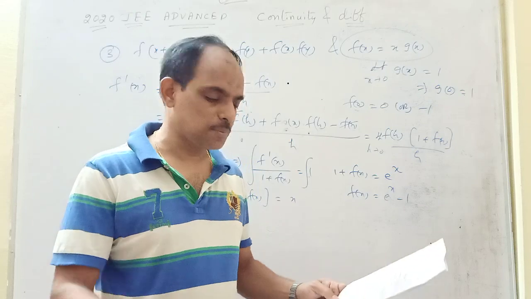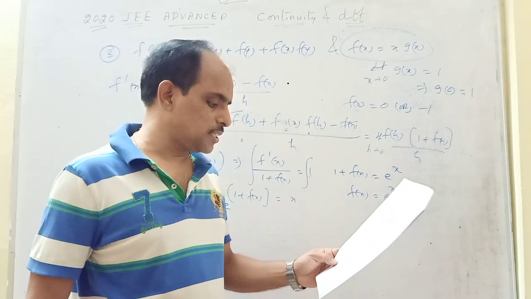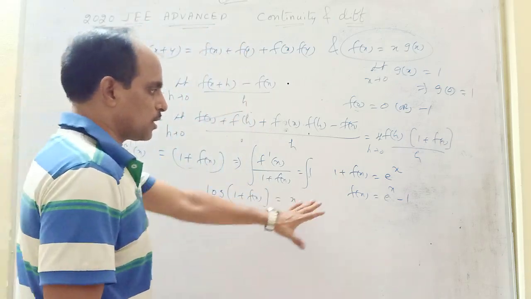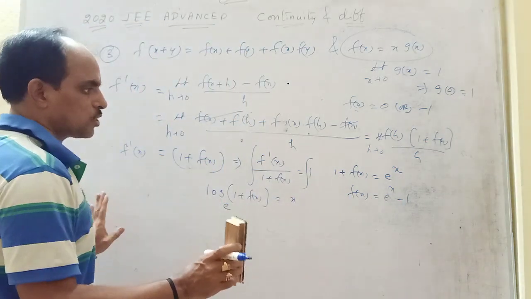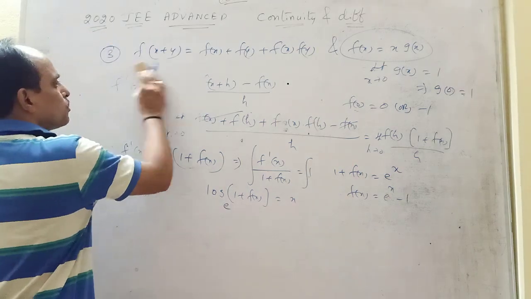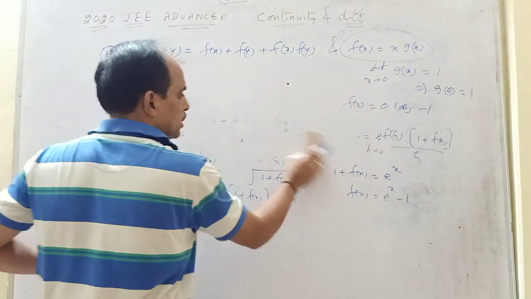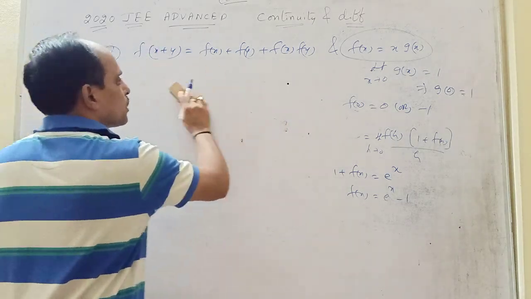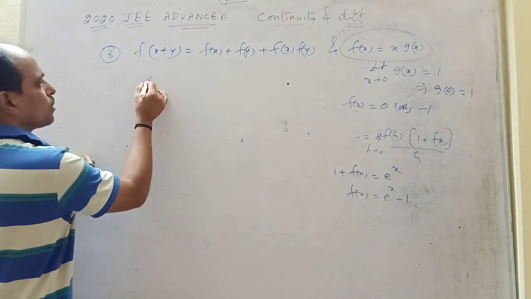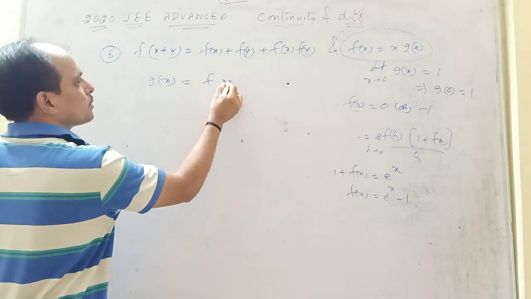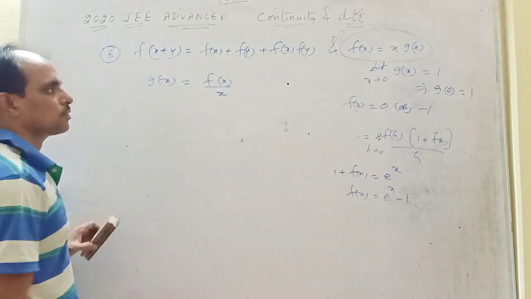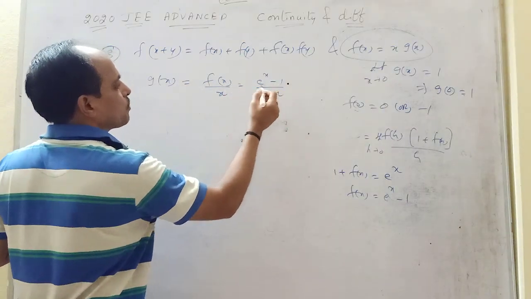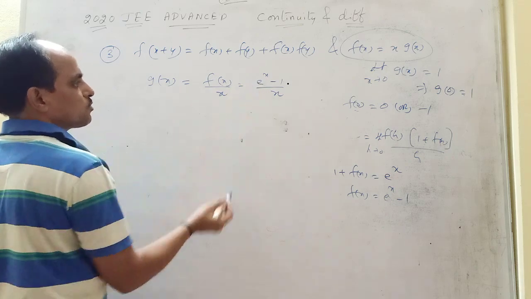We have two more options. The second option is g of 0. So we have to find g of x also. f of x is equal to e power x minus 1. Is it clear? Now I am going to do g of x. You remember this function f of x is equal to e power x minus 1. But what about g of x? g of x is nothing but f of x by x. That is nothing but e power x minus 1 by x.